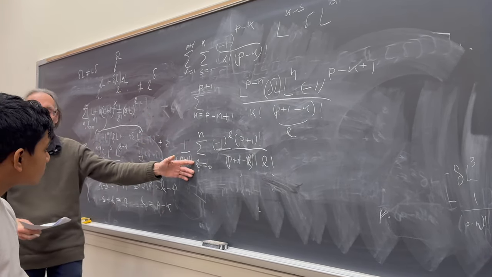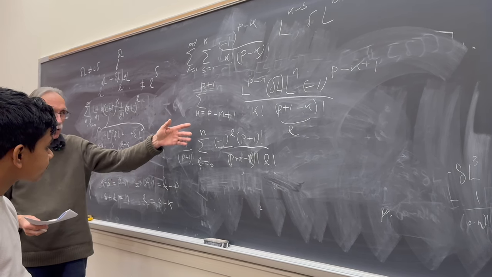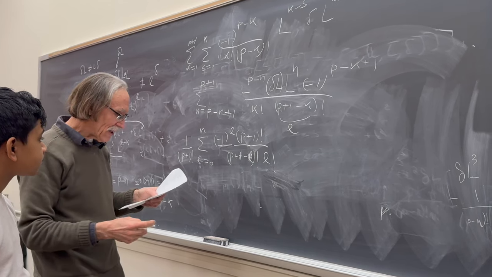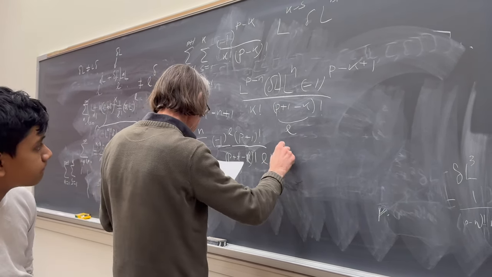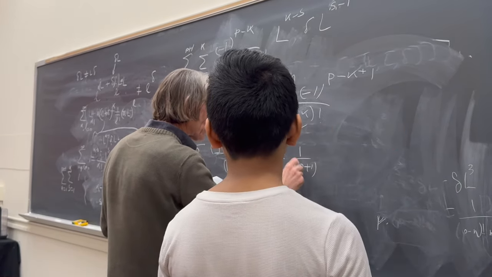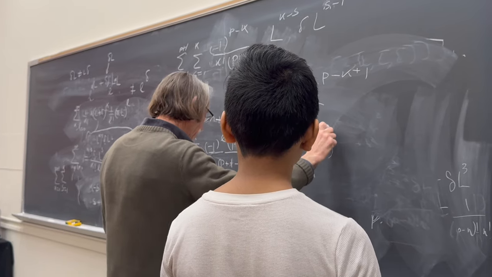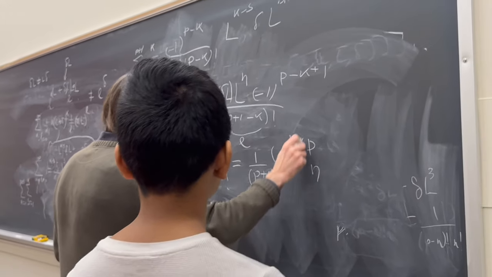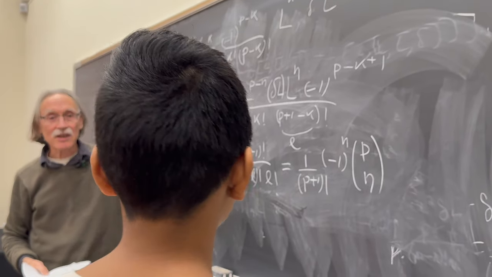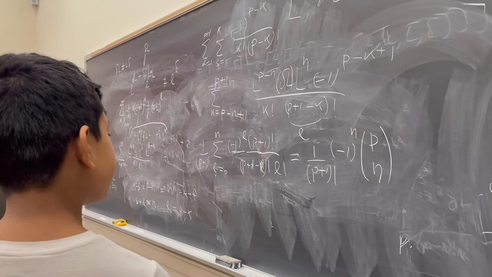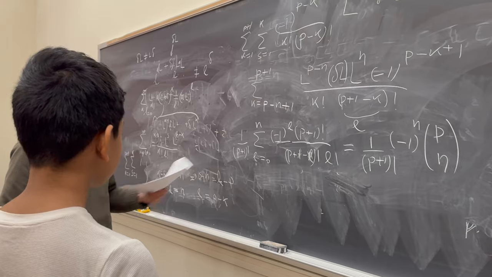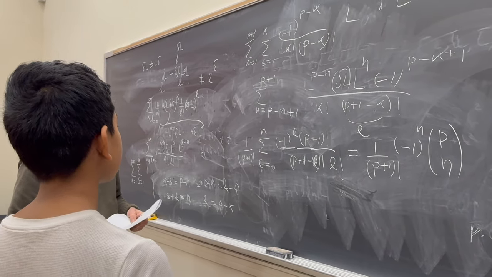And this is a well-known expression. People know what the answer is. And you can look it up. So this is equal to 1 over P plus 1 factorial times minus 1 to the power N times P, the binomial factor. This is a so-called combinatorial identity, which you can find. I knew that this existed because I did this many times before.